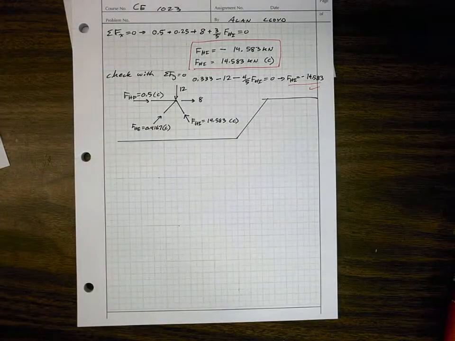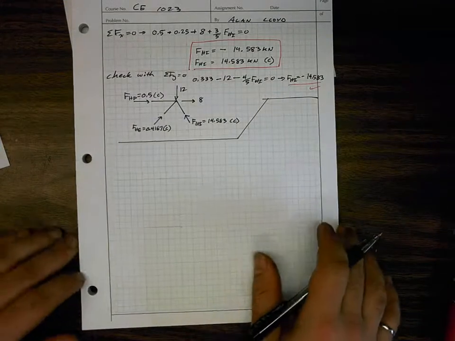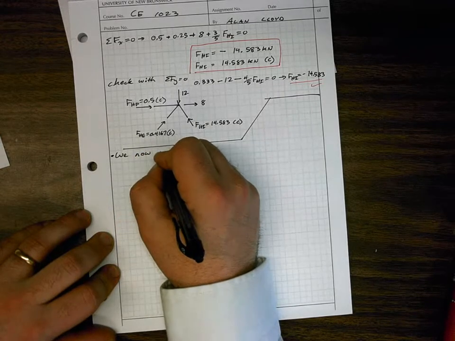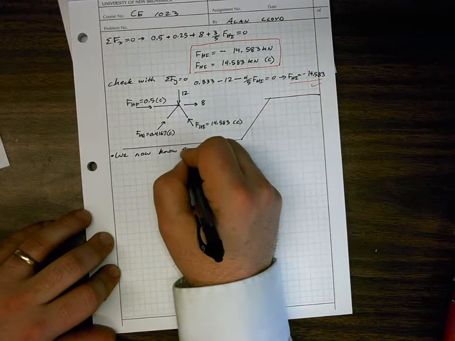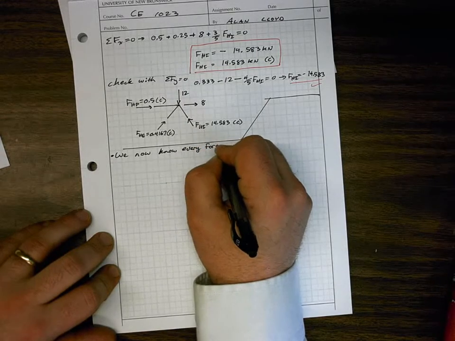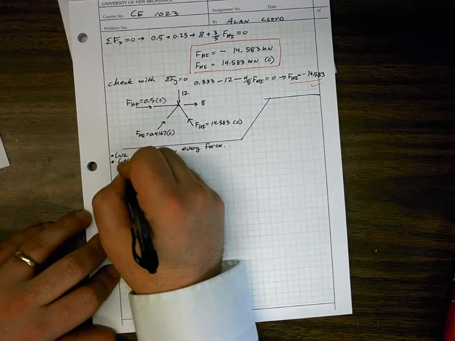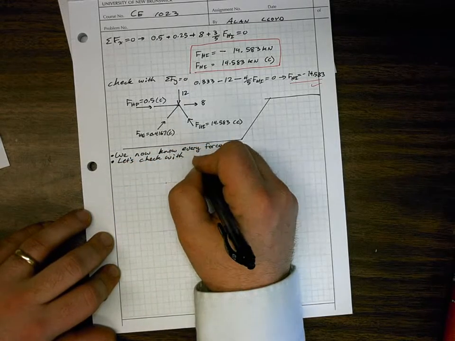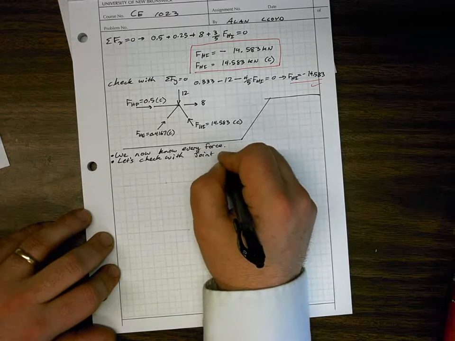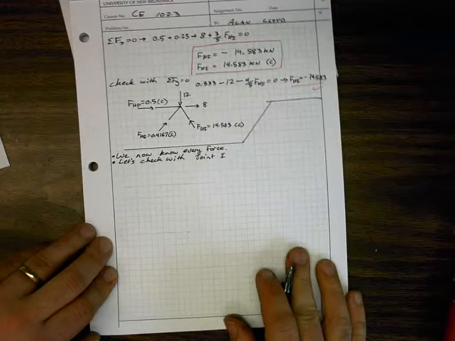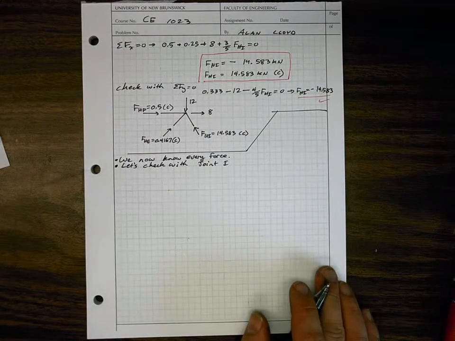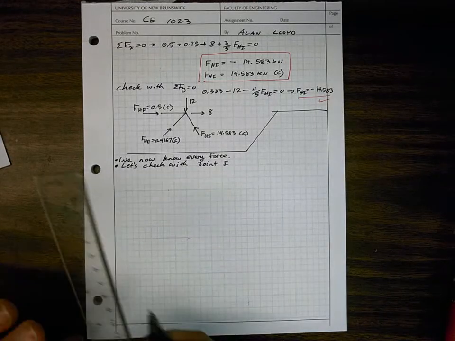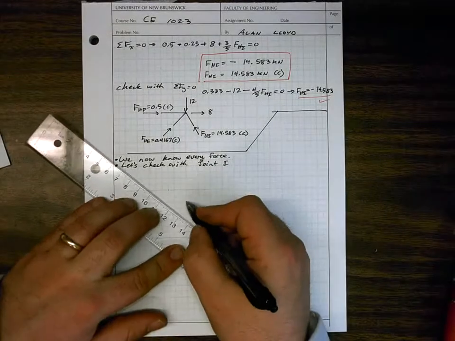That being said, we will use joint I as a check. So we now know every force. So let's check our work, and we'll check with joint I. If we can find that joint I is in equilibrium using the numbers that we just found, we know that we didn't make any mistakes. If it's not in equilibrium, we know that we have some issues and we'll have to go back and figure out what went wrong. So let's check with joint I.